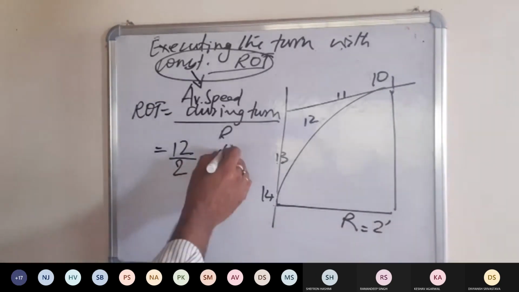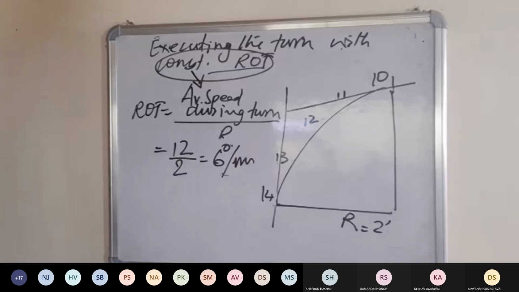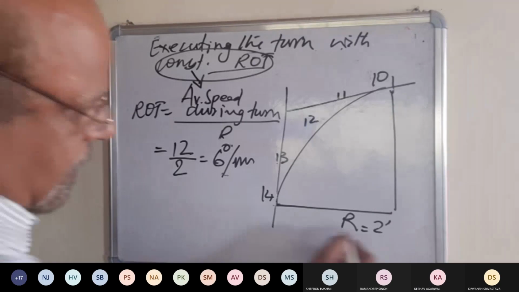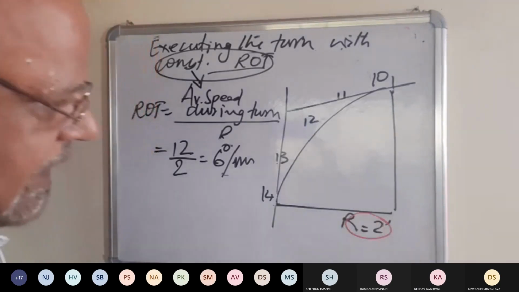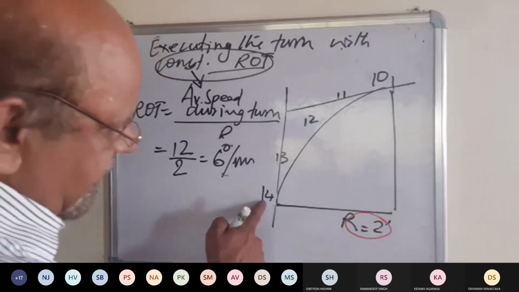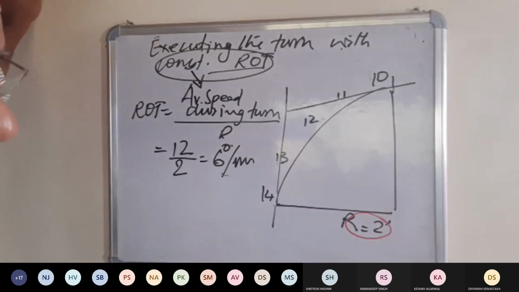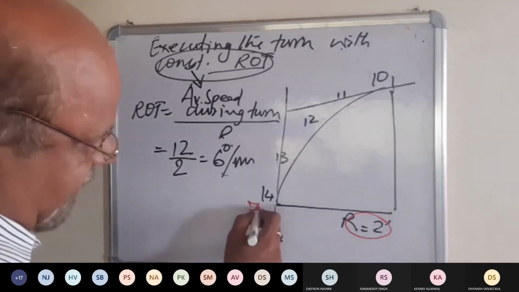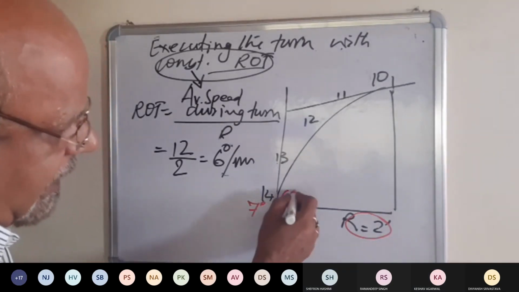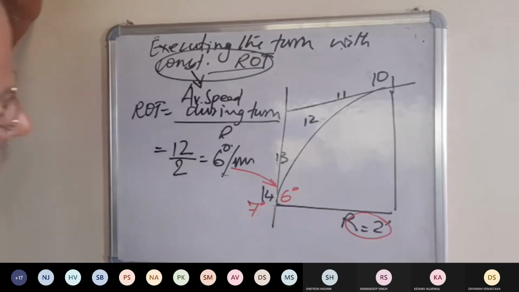So how much is the radius ROT? 6 degrees per minute. Is that okay? Yes, sir. Now, very important thing to note. To maintain 2 miles of radius for 14 knots of speed, how much ROT should have been? 7. Required was 7 degrees, but how much are you giving? 6.